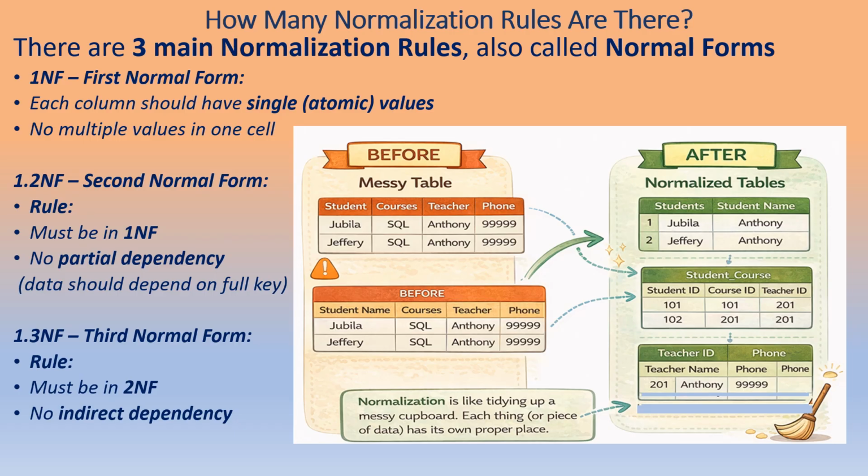Second, data should depend on the entire primary key, not part of it. This avoids partial dependency. It keeps related data properly connected.